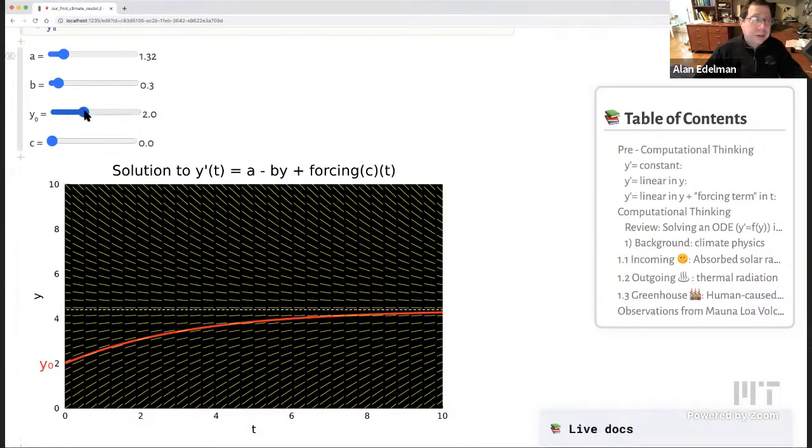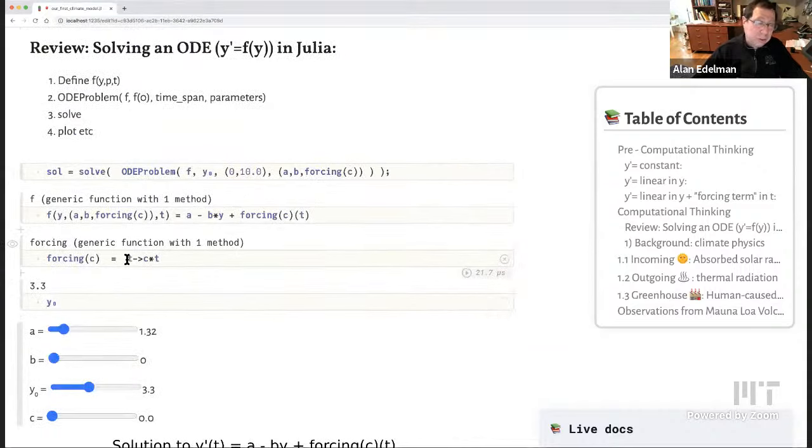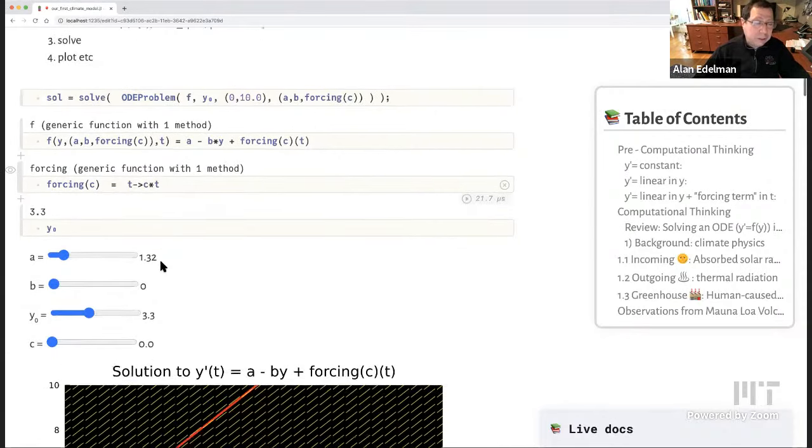Okay, and it doesn't matter. I can make the initial condition go up and down, but you see, because I have no forcing function of t, this c is 0. It goes just in that way. On the other hand, let me put in the forcing function. The forcing function that I'm going to use is nothing other than c times t. Okay, so it's just this linear function with the constant c.